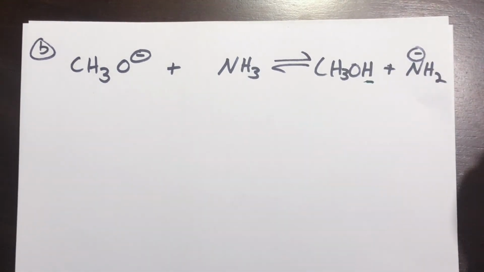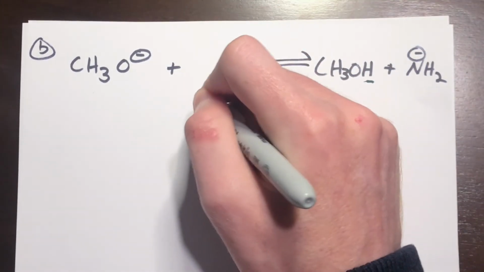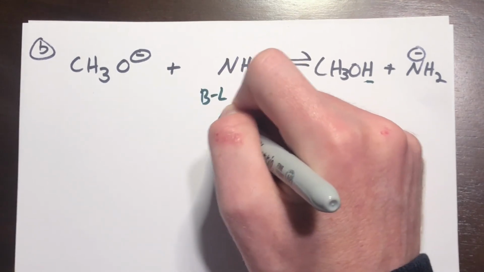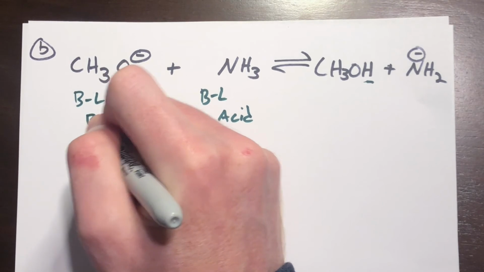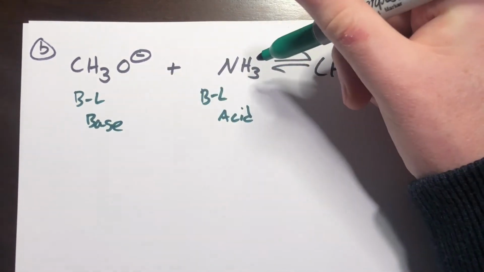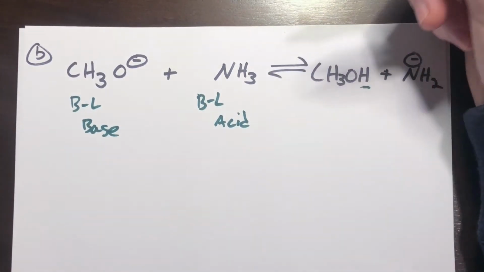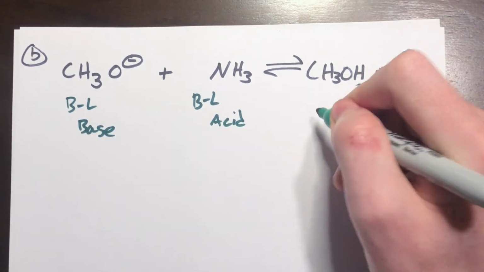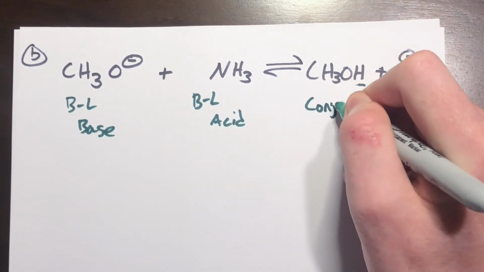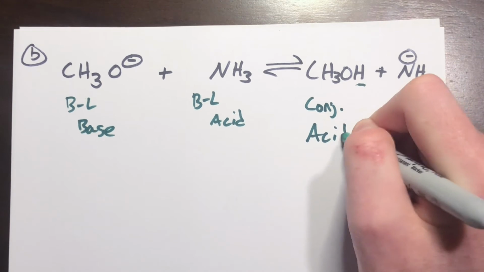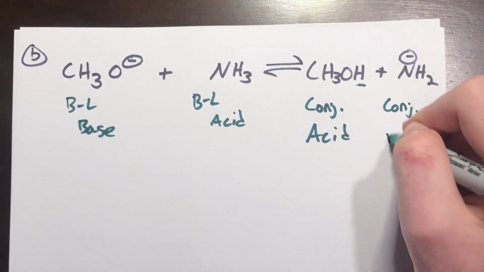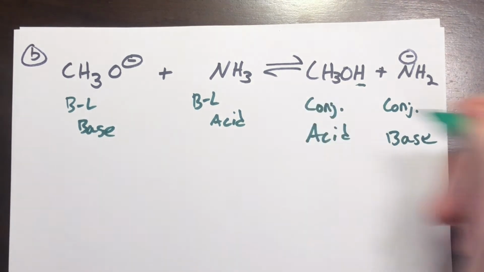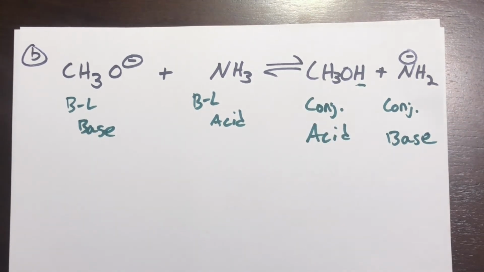So because of that, this is functioning as the Bronsted-Lowry acid. So this must be our Bronsted-Lowry base because it is accepting the proton from our donor here. So that means then that this is the conjugate acid to our base, and this is our conjugate base to the acid. Okay, now the question is, which one of these is more acidic?